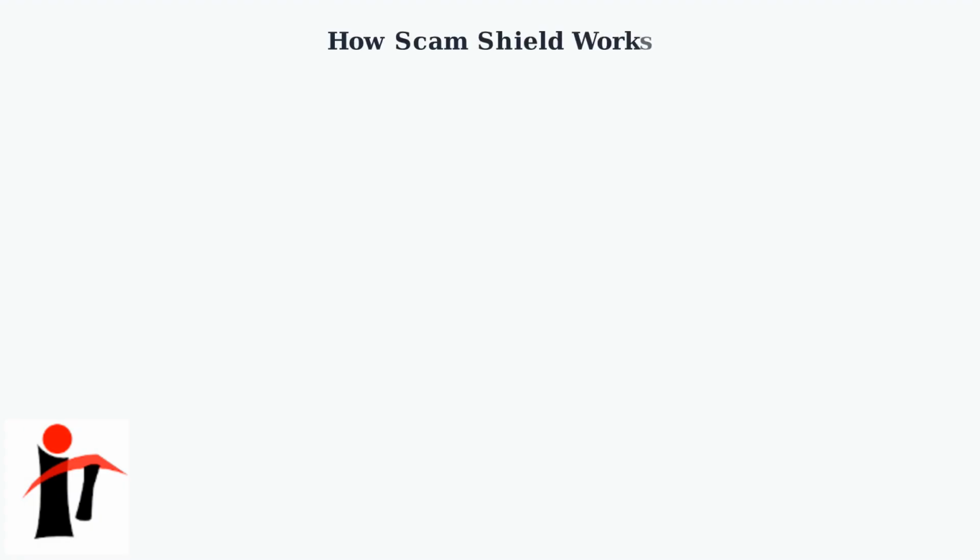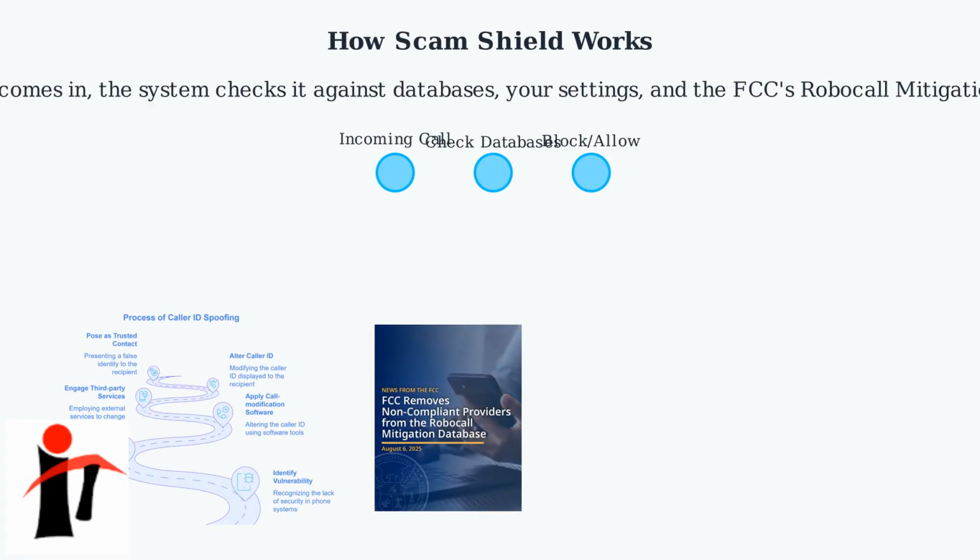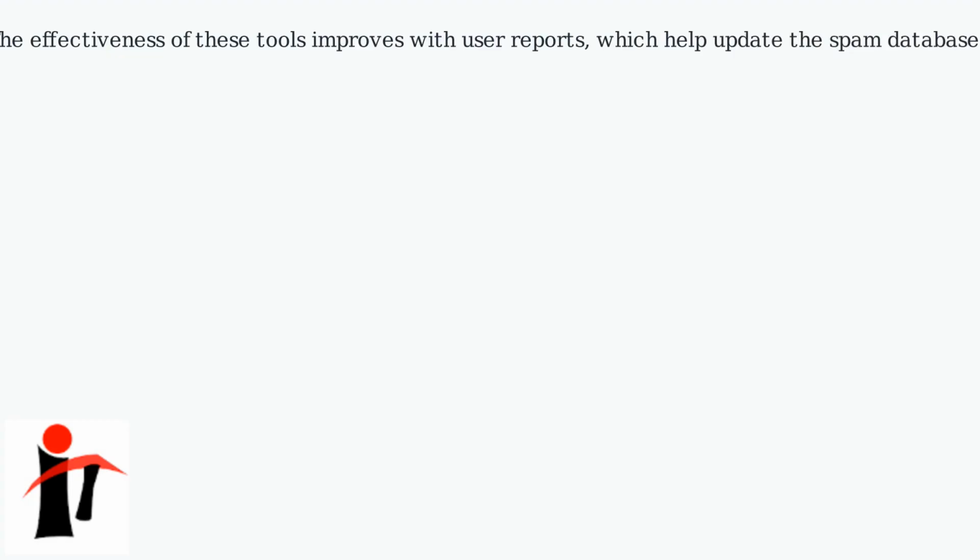When a call comes in, the system checks it against databases, your settings, and the FCC's robocall mitigation database. Suspicious calls are either routed to voicemail or silenced, with notifications sent to you, allowing you to review blocked calls. Remember, the effectiveness of these tools improves with user reports, which help update the spam databases.